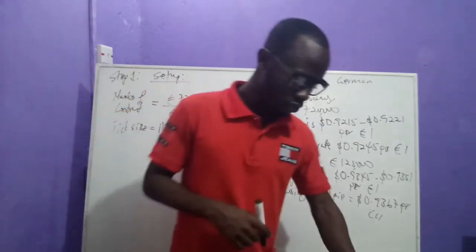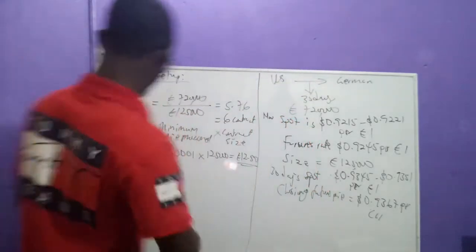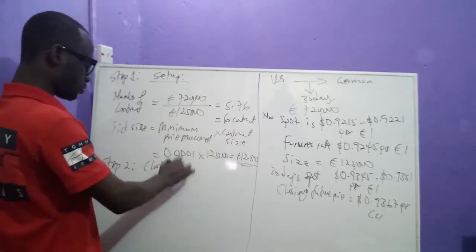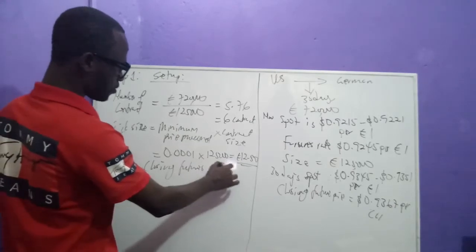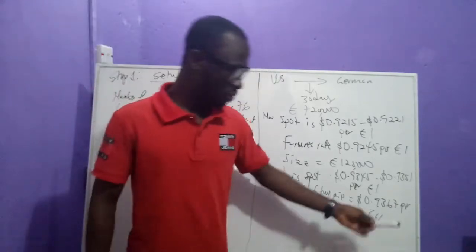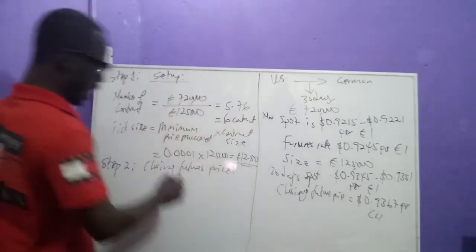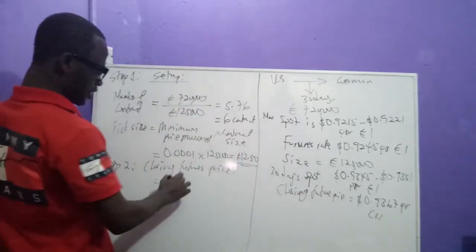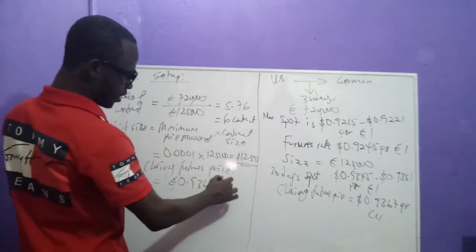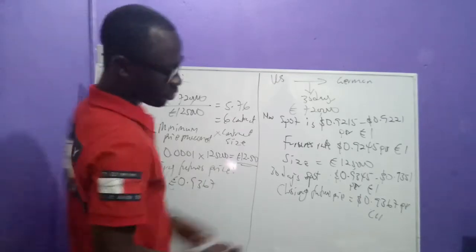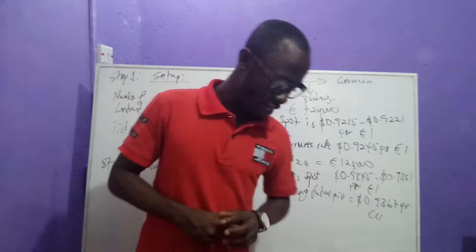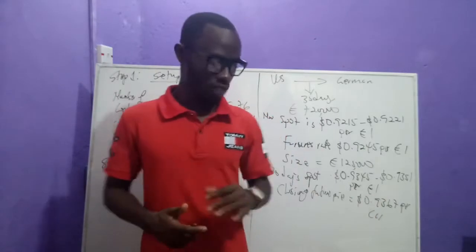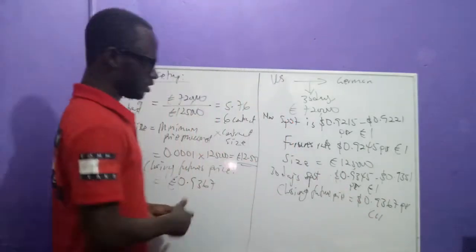Then the second step is to find the closing futures price. Now, what is the closing futures price? We've already been given the closing futures price as it is, 0.9367. So that's what we've been given. Now, assuming this was not given, we would have to calculate it, but since it is given, we use that.